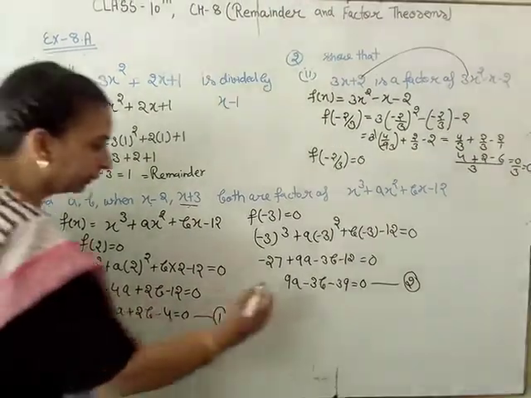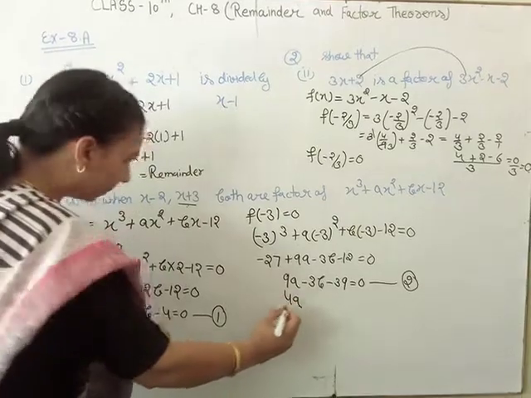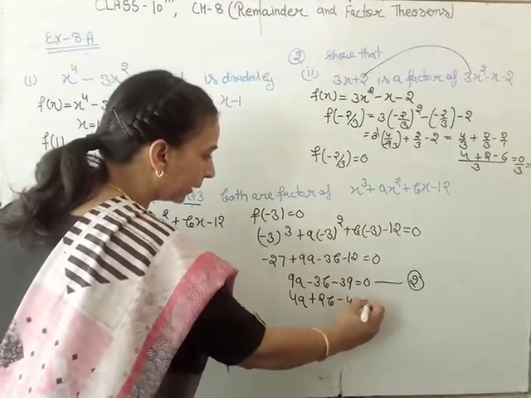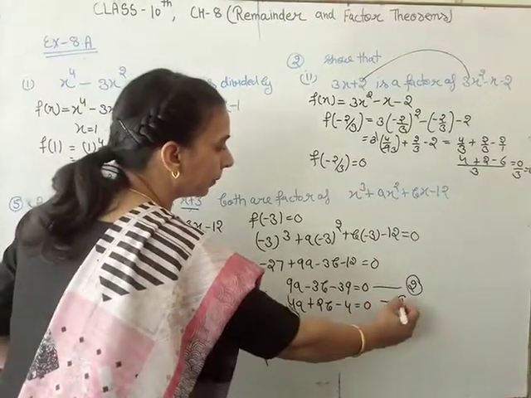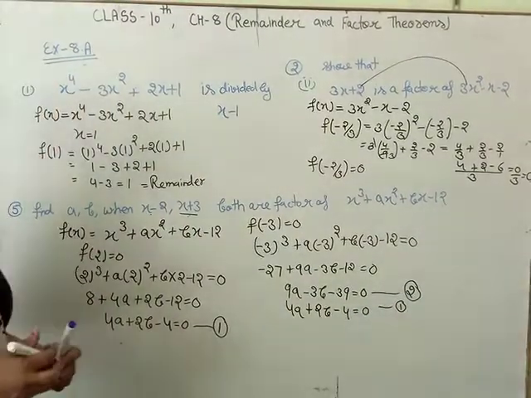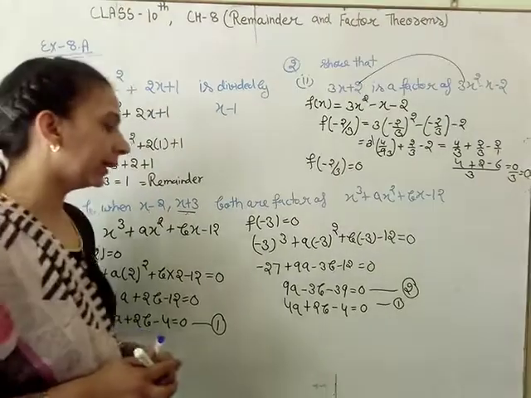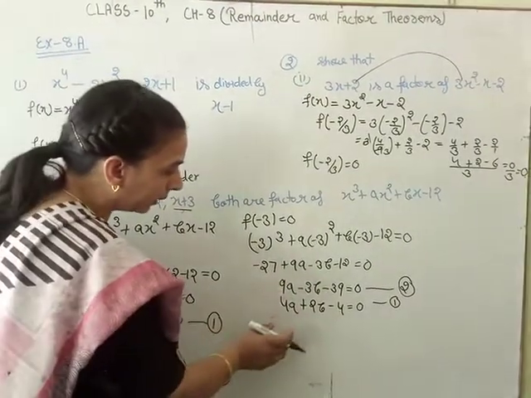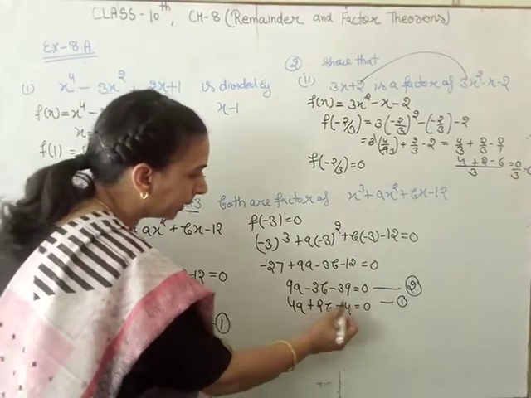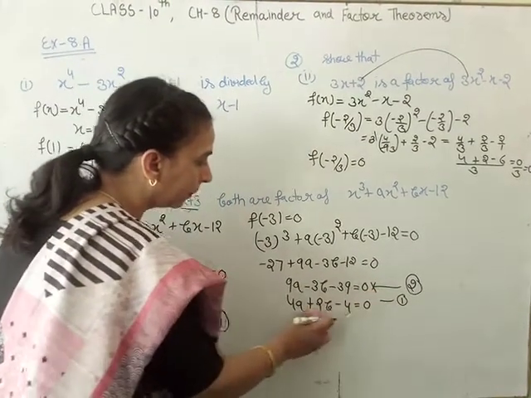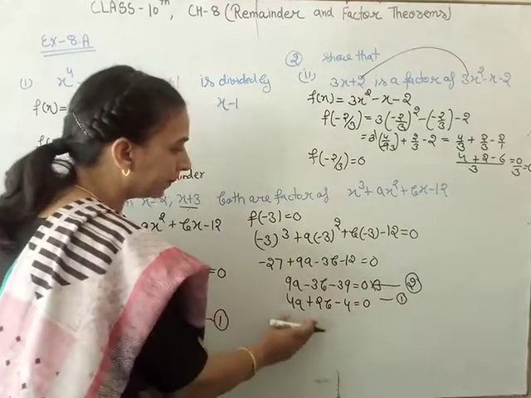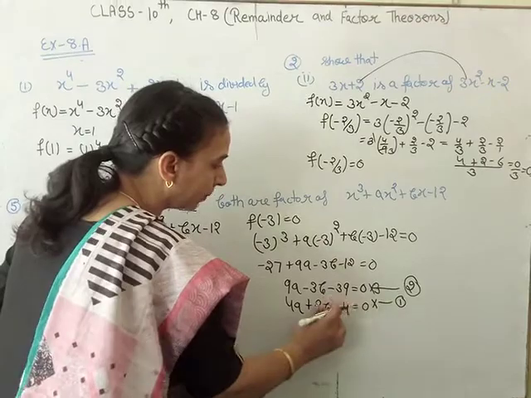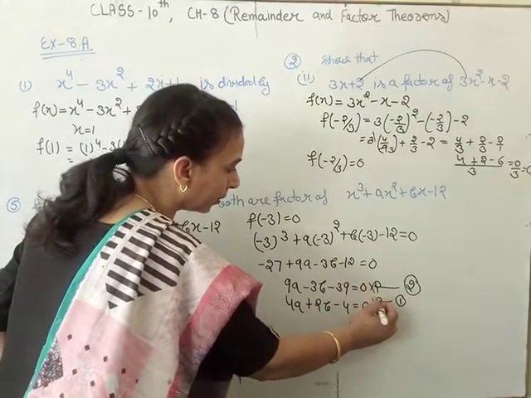We write equation 4a plus 2b minus 4 equal to 0. This is equation number first. We solve these two equations by any of the methods. We solve this by same coefficient. By same coefficient, then we multiply this expression by 3 and we multiply this expression by 2 and this expression by 3.